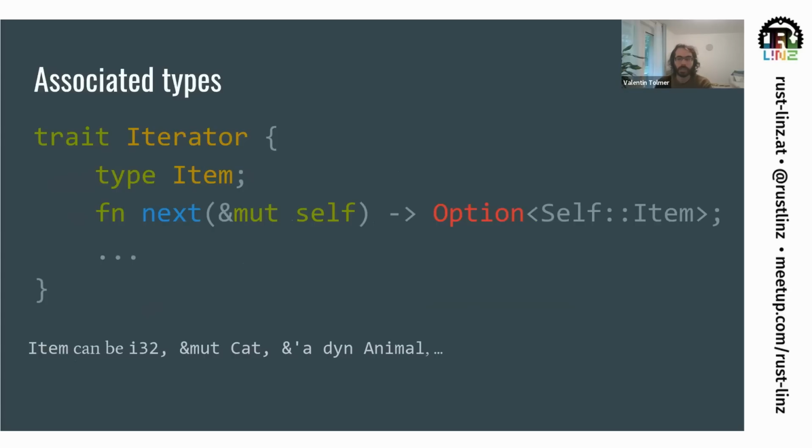You want to say the iterator has a next function that returns an option of something, but the type of that something is part of the interface. So you have to say what is the type that you're going to return. So Item is part of the interface, and when you implement Iterator, you have to say what is Item. That can be a regular integer, or it can be a reference to a cat, or it can even be a dynamic reference to an animal. Anything goes. But when implementing Iterator, you have to say what is the Item in addition to implementing next.